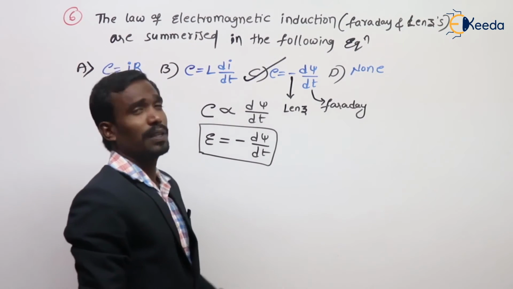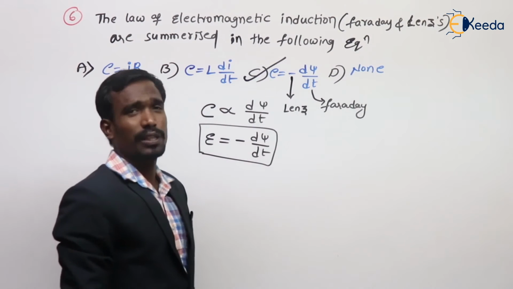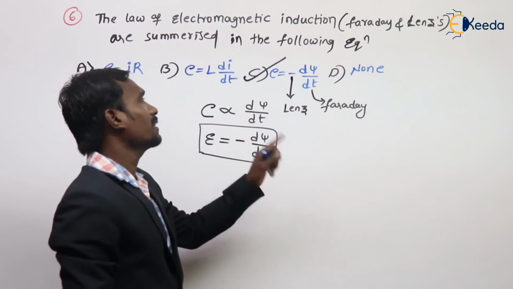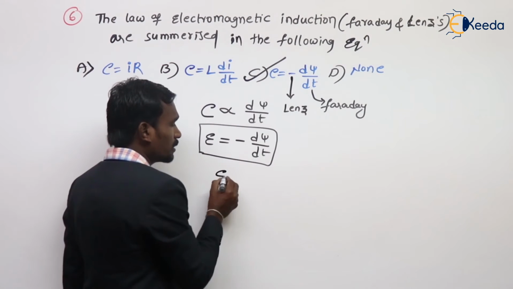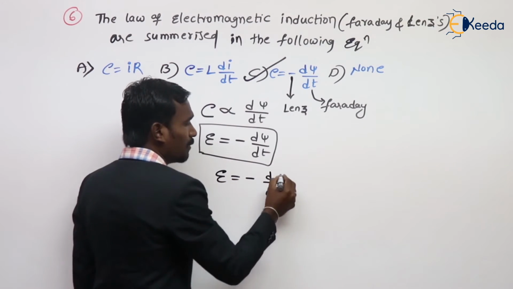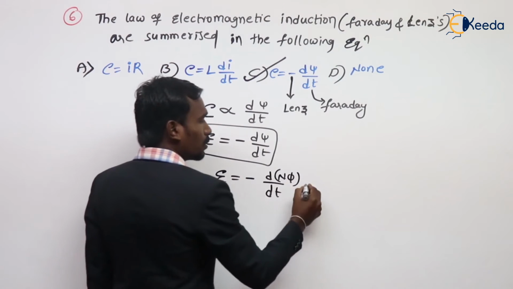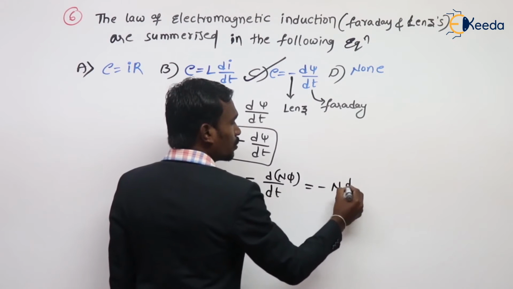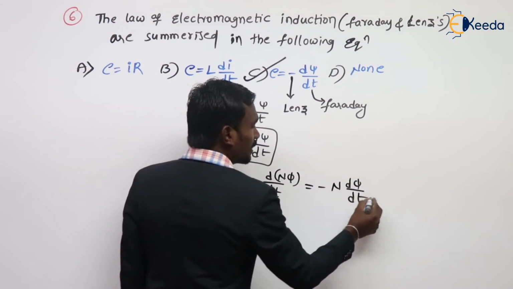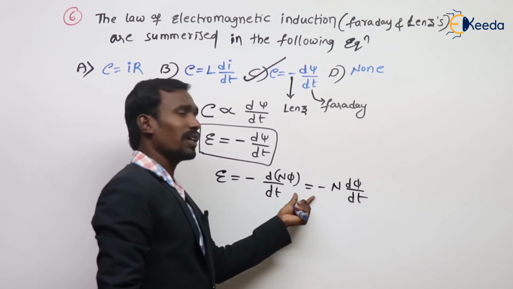The basic principle of the transformer equation: the statically induced EMF, E, is equal to minus d psi by dt. Of course, this can also be written as minus d by dt of N phi, since flux linkage is nothing but N phi. So minus N into d phi by dt. I think this is a well-known formula for you people. Right? This is our answer.